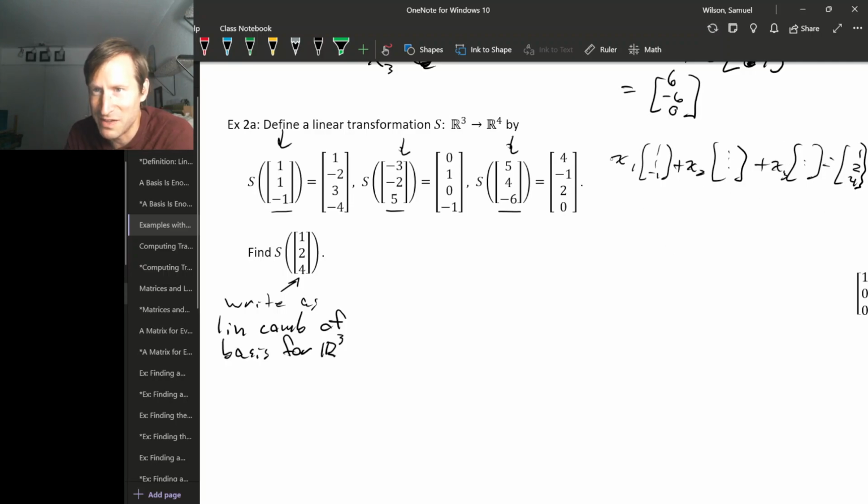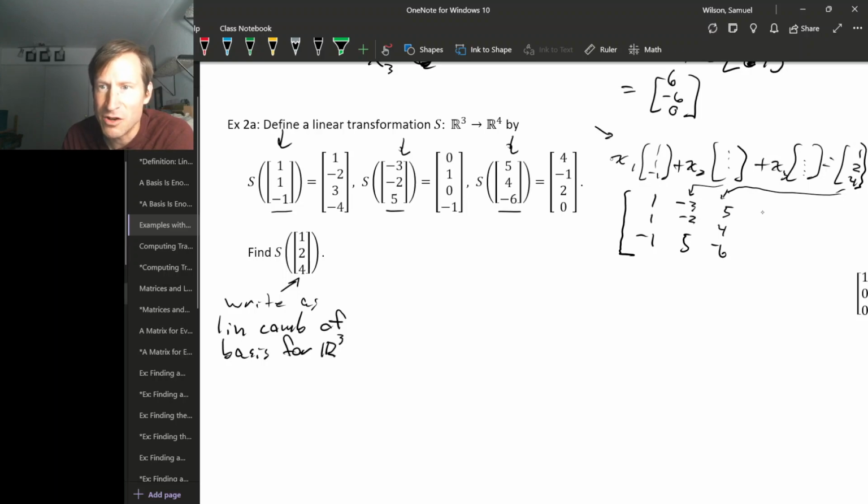So you can fill in the values here. Again, we can solve this by reinterpreting it as a linear system whose augmented matrix is 1, 1, -1, and then this vector goes here, so that's -3, -2, 5, and then this vector goes here, 5, 4, -6, and then augment with the vector we're trying to get, 1, 2, 4, and then row reduce this. Now I've row reduced ahead of time, so you don't have to watch me do it.